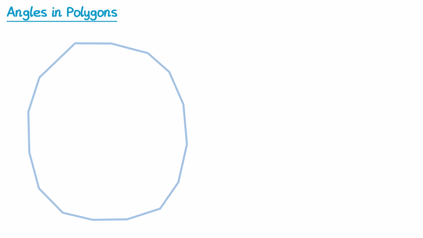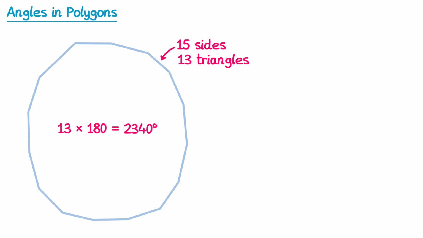Instead, we can just count up the number of sides. This shape has 15 sides. If we subtract 2 from this, we know without drawing them, there must be 13 triangles. Each of those triangles will have 180 degrees in them, so we do 13 multiplied by 180, which gives you 2,340. So all of the angles in this 15-sided shape must add up to 2,340.